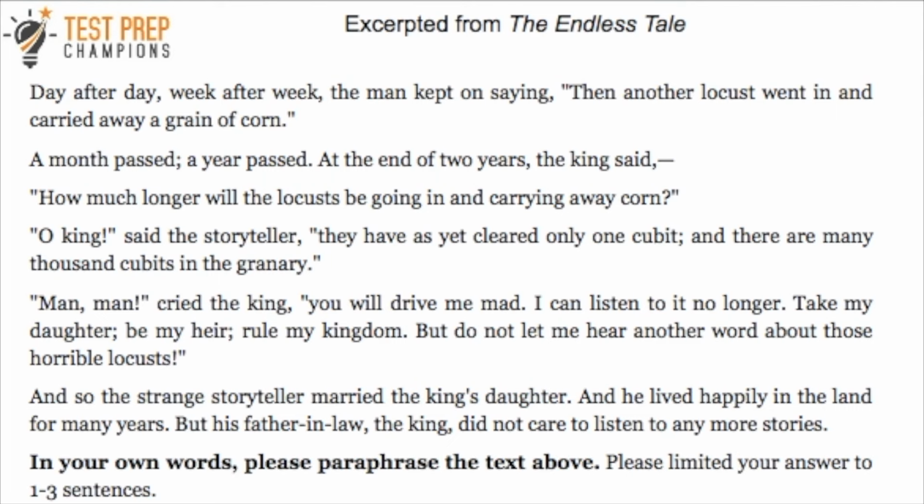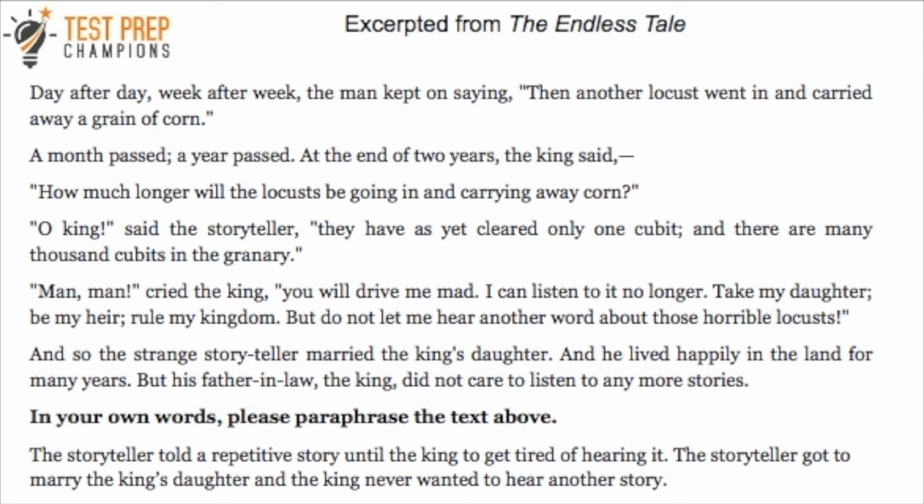In your own words, please paraphrase the text above. Please limit your answer to just 1 to 3 sentences. Now, you don't necessarily need to paraphrase the entire story. You can just paraphrase what's happening in the text above. And let me give you a chance to do this. You can pause the video, and again, you can do it in your head. You can write it out on a sheet of paper. You can type it, whatever works for you. And then whenever you're ready, just unpause the video and we'll talk about it.